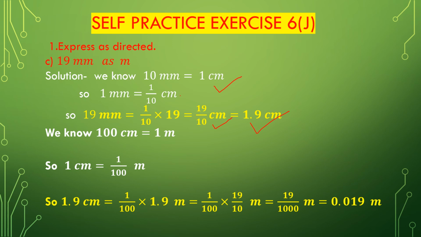Now we have to convert this centimeter to meter. We know 100 centimeter is 1 meter. So 1 centimeter will be 1 divided by 100 meter. So 1.9 centimeter will be 1 divided by 100 multiplied with 1.9 meter. 1 divided by 100 multiplied with 1.9 will be 19 divided by 10, as after decimal point there is only one digit, so we have to divide this number 19 by 10.